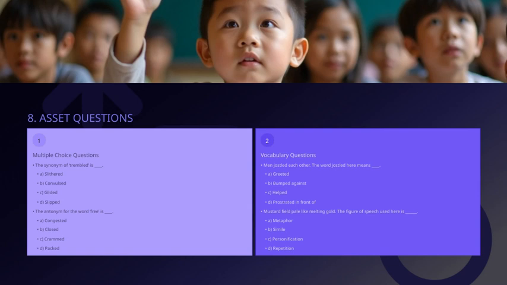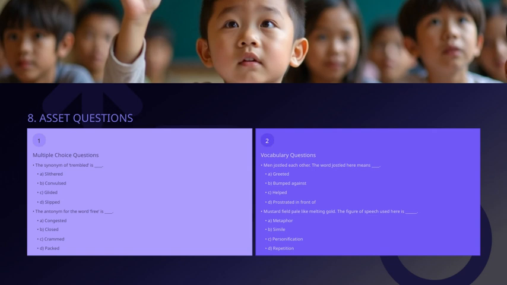Moving on to vocabulary questions, the first one involves the word jostled. The sentence says, "Men jostled each other," and asks for its meaning. Jostled means to bump against or push roughly, so the correct answer is bumped against. Finally, there's a question about a figure of speech in the phrase mustard field pale like melting gold. The options are metaphor, simile, personification, and repetition. Since the phrase uses like to compare the field to melting gold, it's a clear example of a simile.